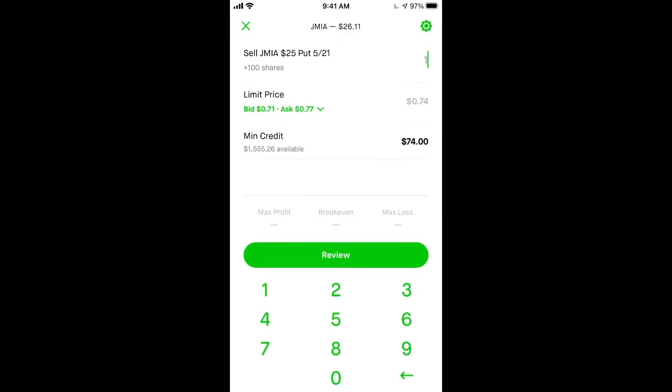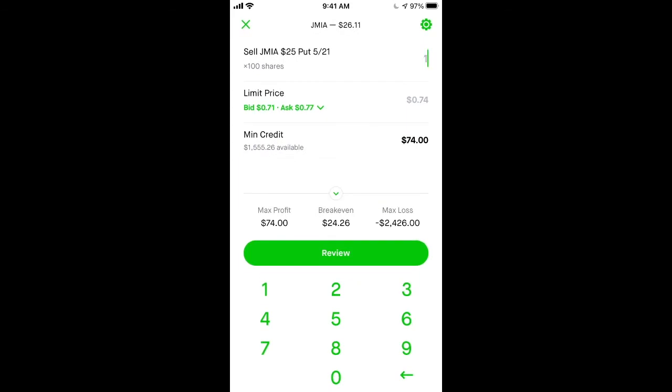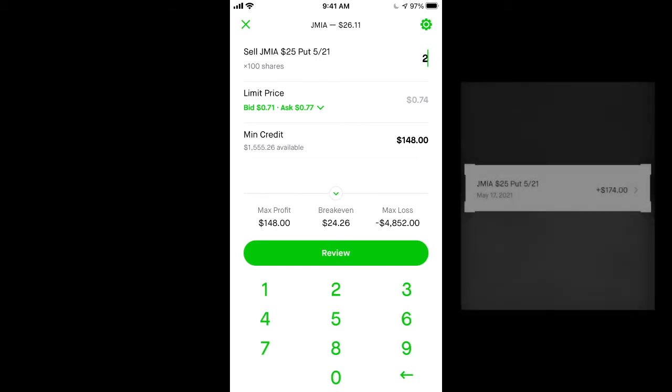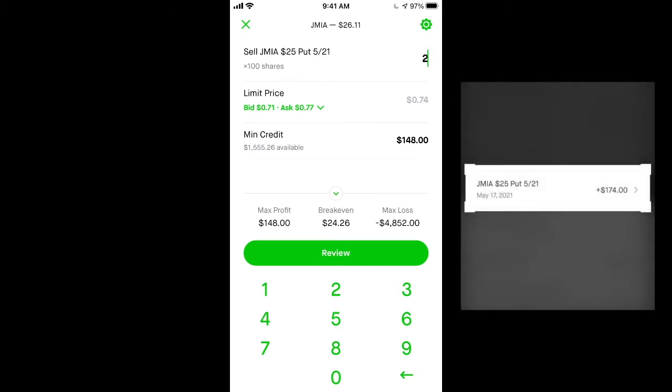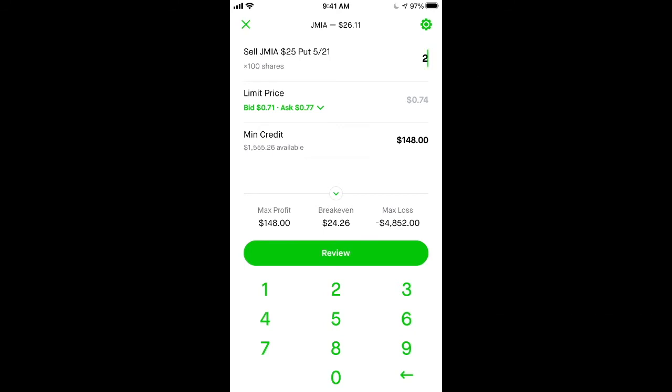All right, by clicking on that, that's what that means. I'm willing to buy 200 shares. And by saying I'm willing to buy 200 shares, and I have two contracts, at the time that I opened this contract, the total credit that I got paid was $174, which I just showed you guys earlier on.